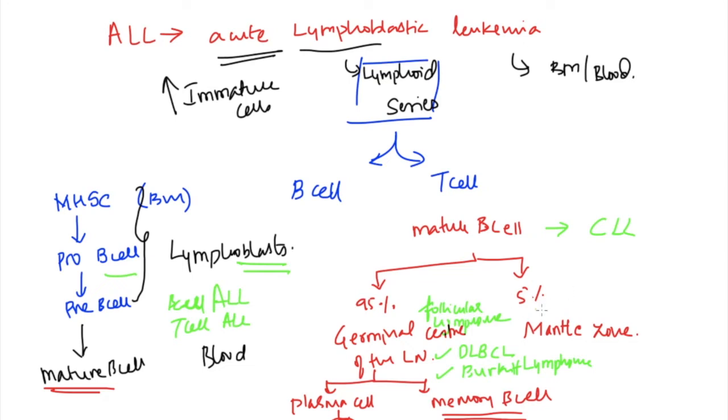Now what happens to this 5% here? So mantle zone, what tumor can arise from here? It is the mantle zone lymphoma. Simple. Mantle zone lymphoma. So from plasma cells we know very well, so we're going to get multiple myeloma. And these memory B cells, okay, they will result in marginal zone lymphoma. So the best example for this will be maltomas. Okay, maltomas.